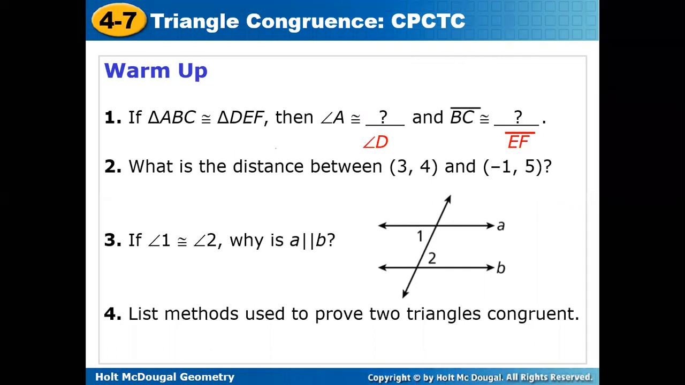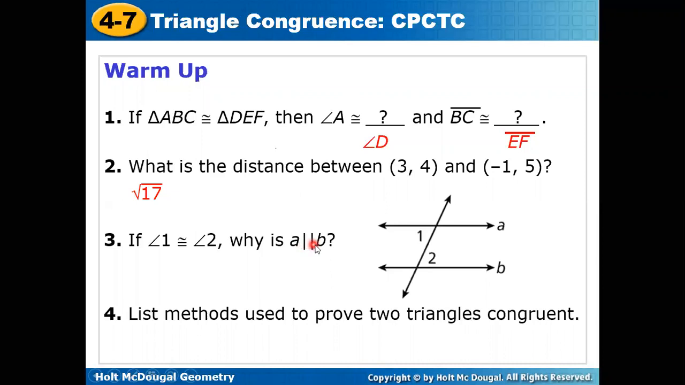Now, second one. What is the distance between the 2 points (3, 4) and (-1, 5)? Remember the distance formula? We have the root of the sum of 2 parentheses: (x2 minus x1) to the power 2 plus (y2 minus y1) to the power 2. So if you substitute x1 = 3, y1 = 4, x2 = -1, y2 = 5, you will find the answer is root 70.